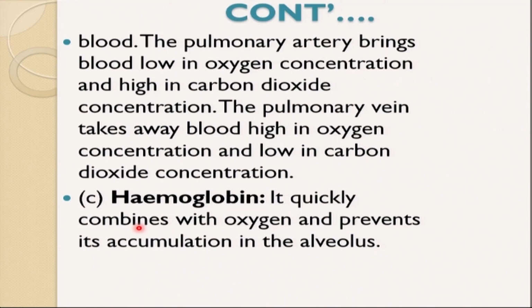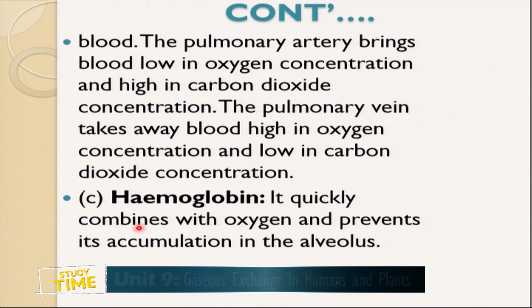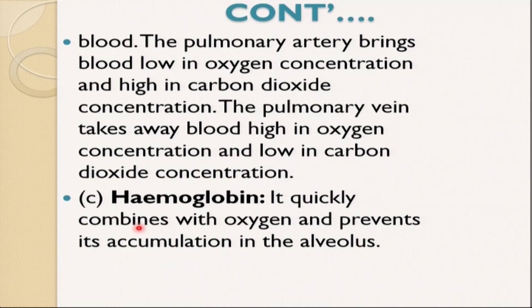Hemoglobin is very important. It quickly combines with oxygen and prevents its accumulation in the alveolus, because if oxygen accumulates in the alveolus and does not combine with the hemoglobin, it means blood with less oxygen will be transported. So hemoglobin quickly combines with oxygen and prevents its accumulation in the alveolar sac.